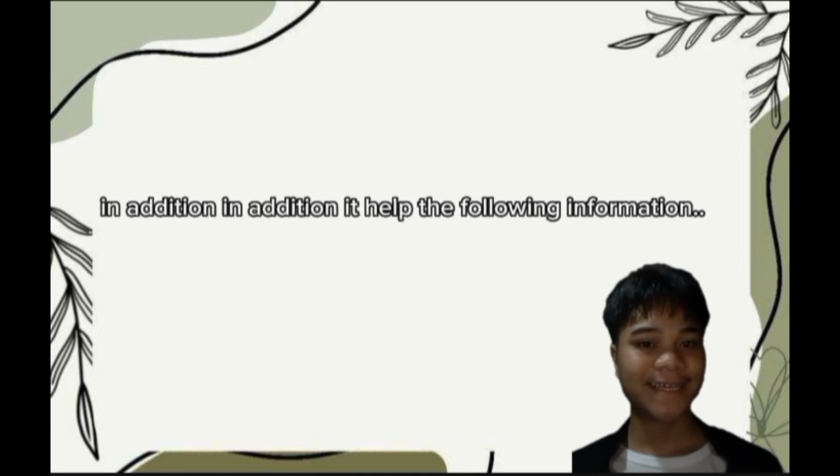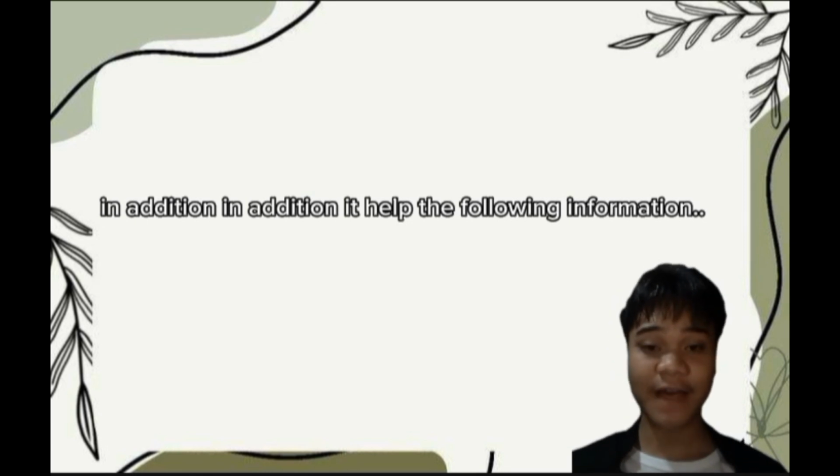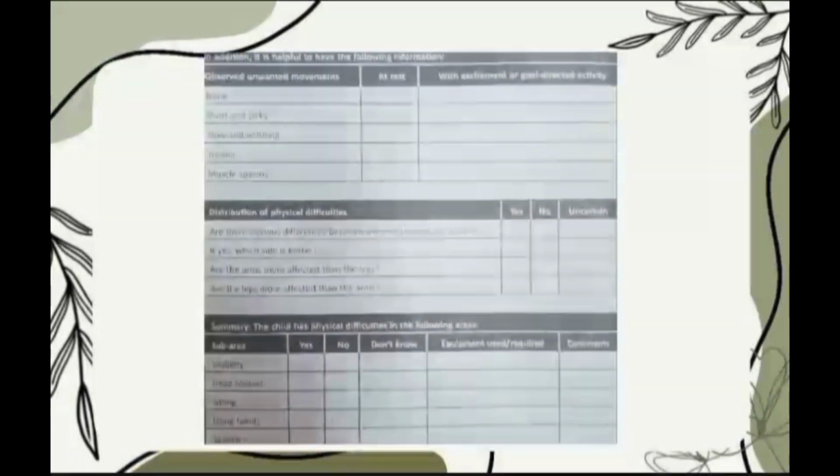In addition, it helps to have the following information. In this chapter, we can assess or identify if the student has areas of physical difficulties. In this chart, you can see there are various questions about whether the student has physical difficulties or not.